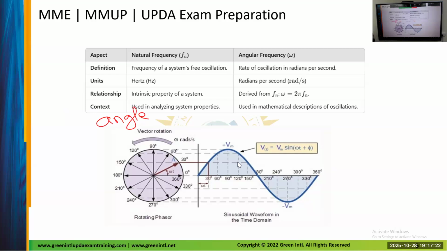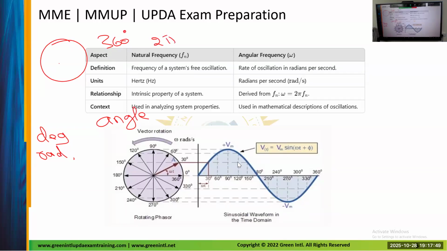How to measure the angle? Either in degrees or in radians. Degrees means, what is the angle for this circle? 360 degrees. Okay. Instead of degrees, we may say in terms of radians. What is the angle of the circle in terms of radians? 2 pi.